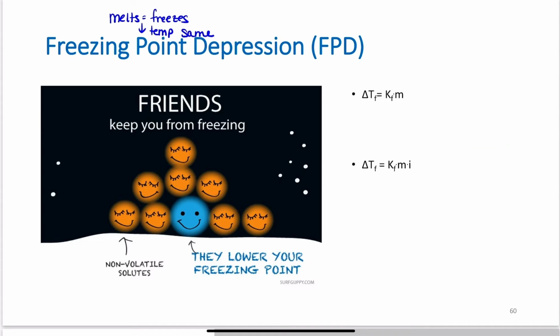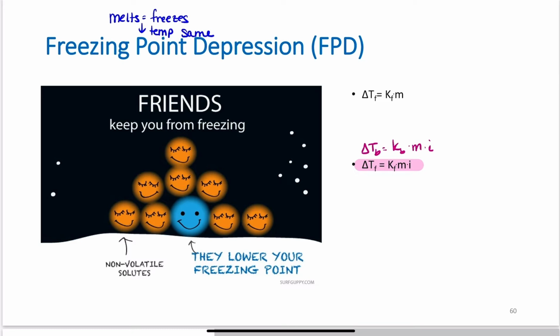The equations we use for this: delta T equals K sub F times m, or delta T equals K sub F times m times i. I recommend, honestly, for boiling point and freezing point, just remembering the one equation. For boiling point, of course, that would be delta T_B equals K_B times m times i, because sometimes i is 1, sometimes it's not, and we will again talk about that in the next module. But if you can remember that one equation and substitute in either K_f or K_b, you should be fine.